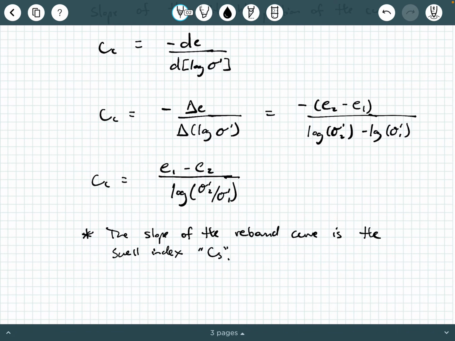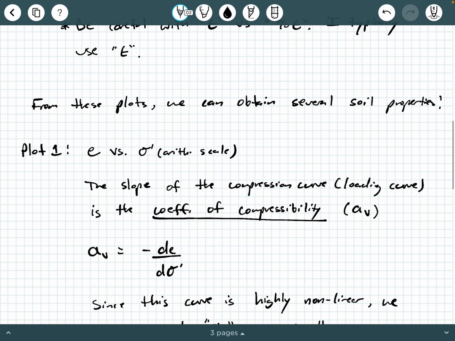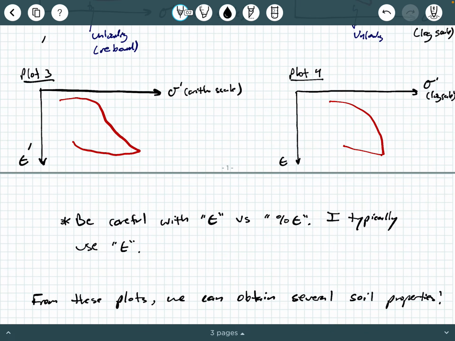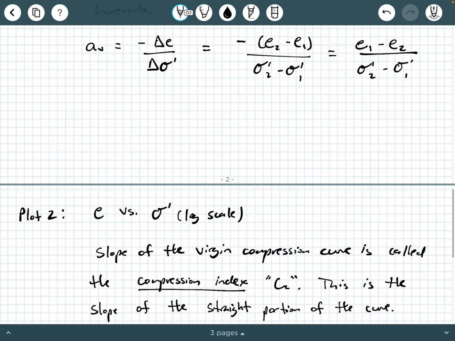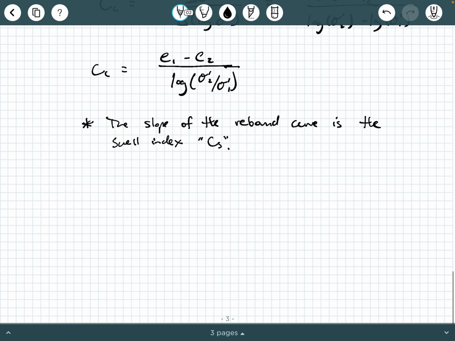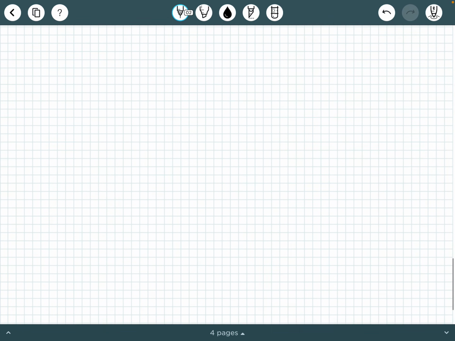What about plot 3? We got 2 more to go. Hang in there. What about plot 3? Plot 3 was, that shouldn't, it's not sigma prime. I don't know. We got some extra marks in here. So plot 3 is strain plotted against sigma on an arithmetic scale, okay? So we're talking about plot 3 now, so let's scroll on down. Just going to go to another page here.